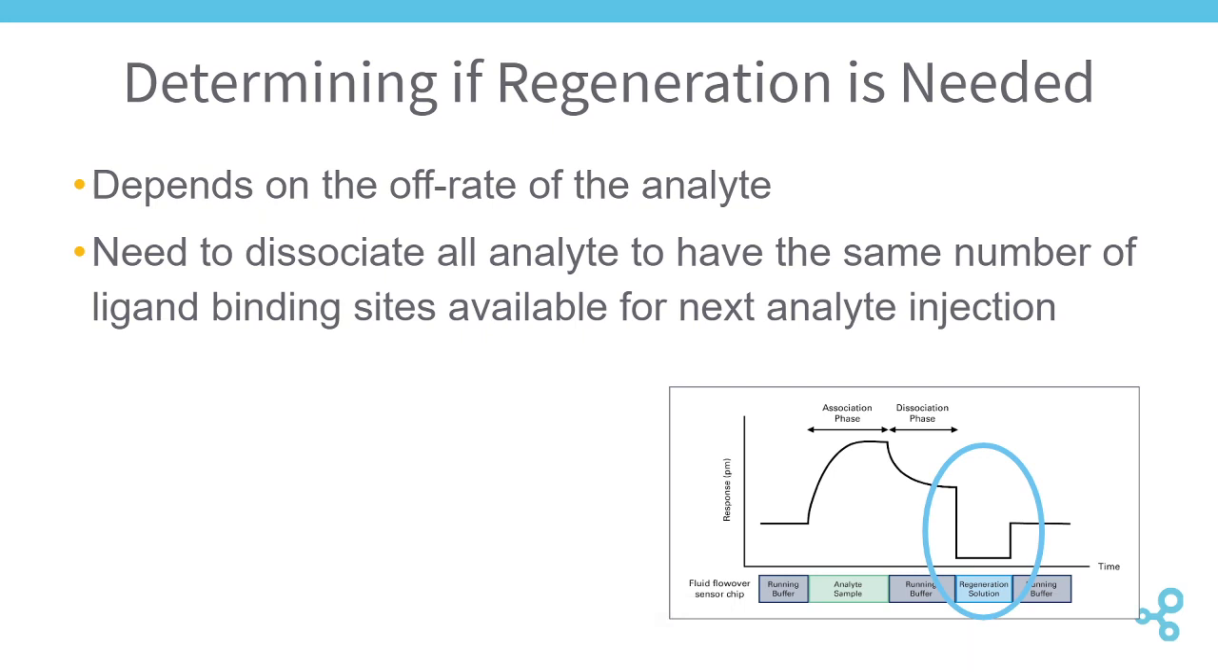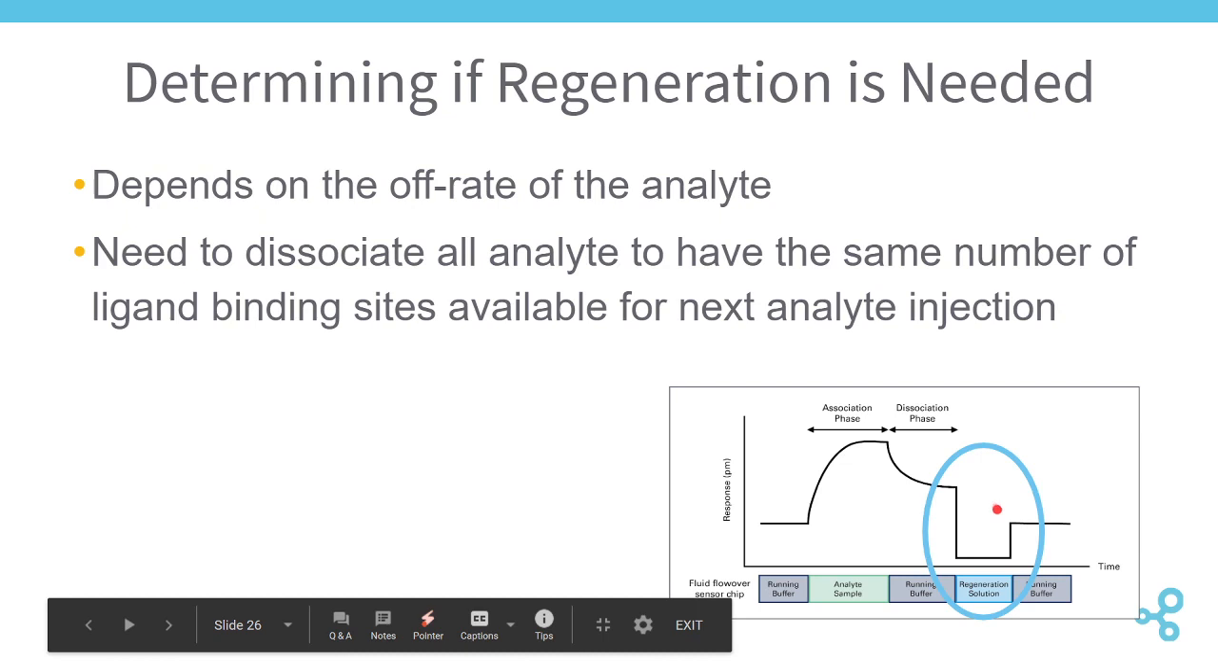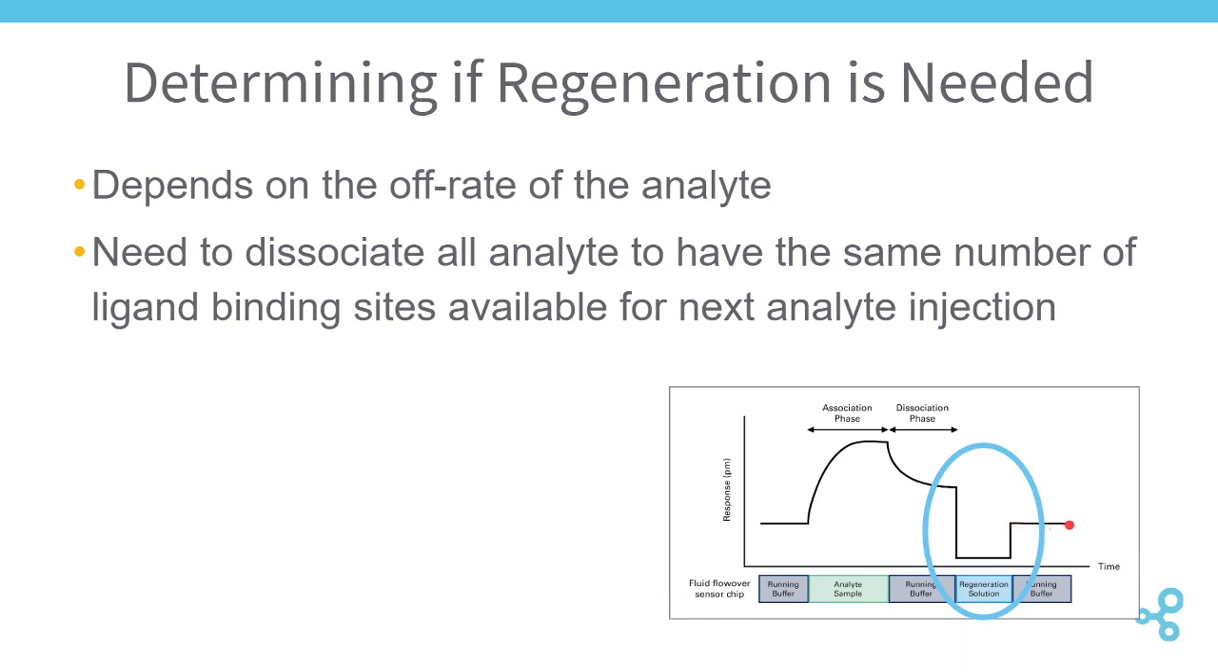If some of those binding sites are occupied or saturated, then our response curve will be smaller than it should be, and it'll lead to incorrect or inaccurate kinetics when we go to fit this data later. So essentially, when you do your analyte injection, you'll get your nice binding curve. Say we don't come back down to baseline, we use a regeneration solution, and then that removes all the analyte, and our baseline should return to where we started before that injection.